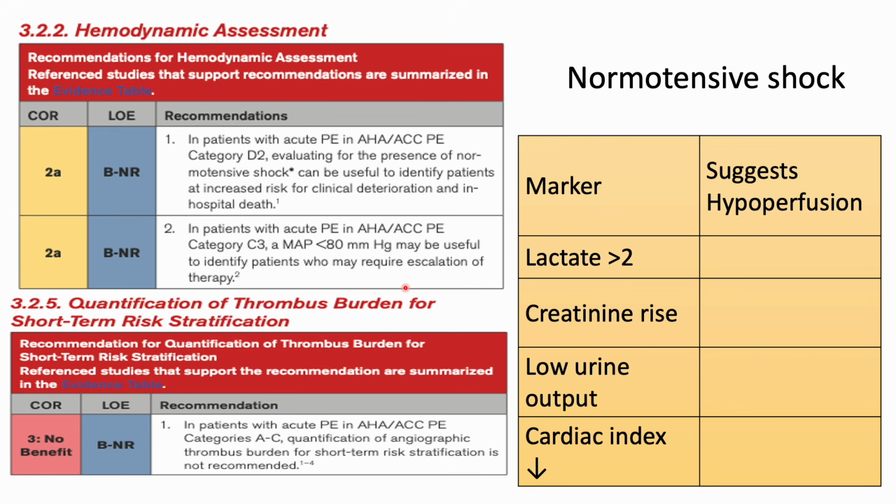Secondly, they say that in patients with acute embolism, in category C3, where the biomarker was elevated and there was RV dysfunction, a MAP of less than 80 may be useful to identify patients who may require escalation of therapy. So, escalation of therapy would probably mean moving on from anticoagulation to thrombolysis, and this we'll discuss in our next segment. Then they also say that again, this thrombus burden is not going to decide our parameters.